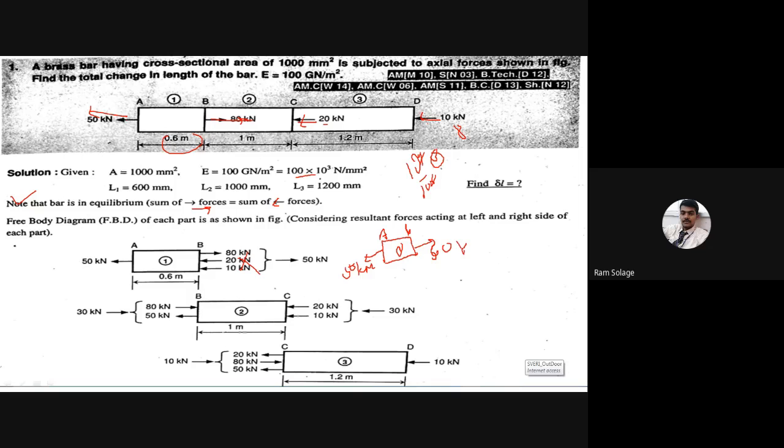50 kilonewton for right hand side. This is the diagram for section 1, and we can say this is the value of P1 is equal to 50 kilonewton. Free body diagram for section 1. Any problem for free body diagram for section 1?